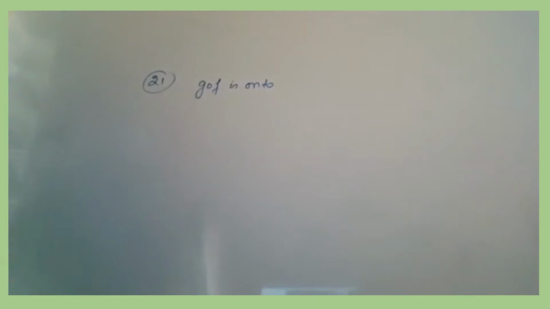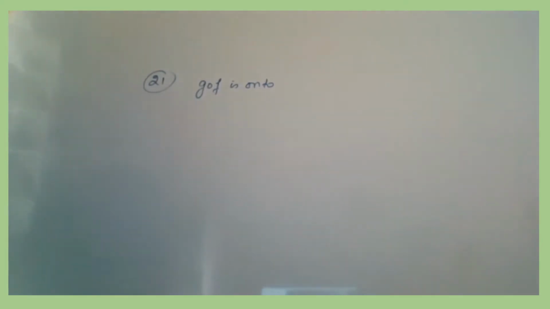The question is: given that if G composition F is onto, are F and G both necessarily onto? So is it necessary that both F and G should be onto? For that, again, we are starting with an example. Yesterday itself I have discussed.